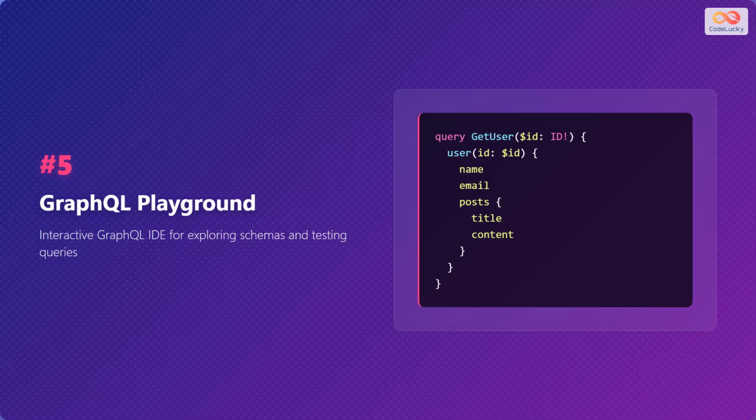Here is an example of how you can write a GraphQL query in GraphQL Playground to get a user. You can pass in a user ID as a variable and get the name, email, and posts for the user.